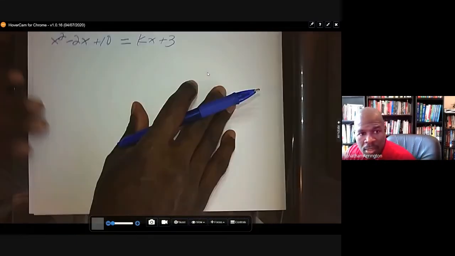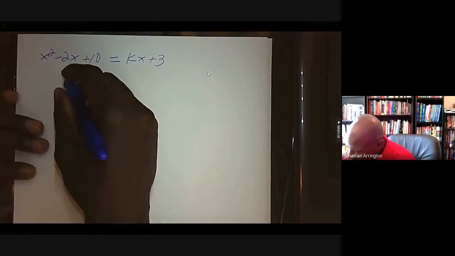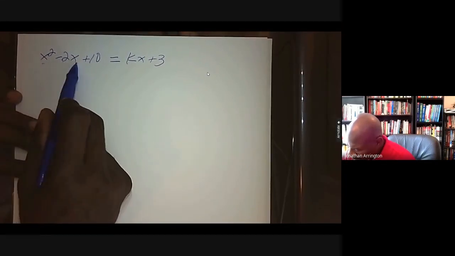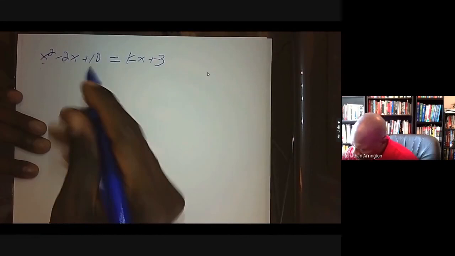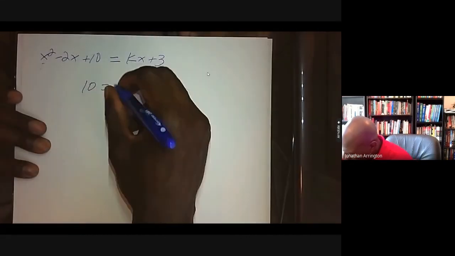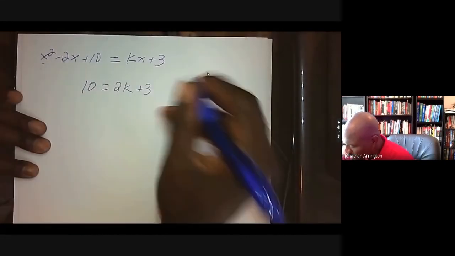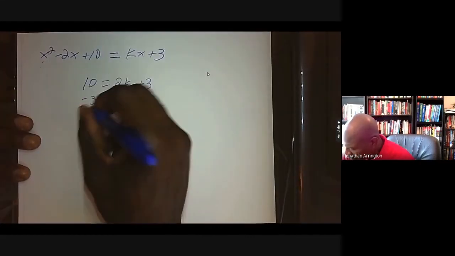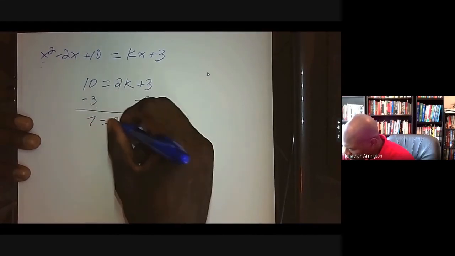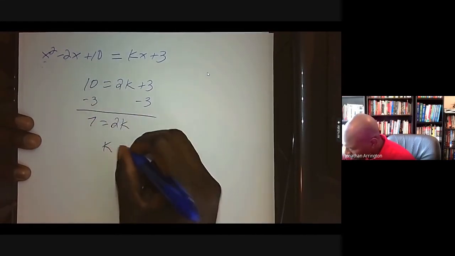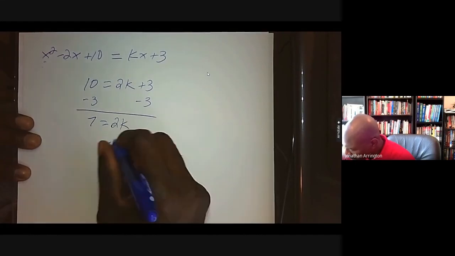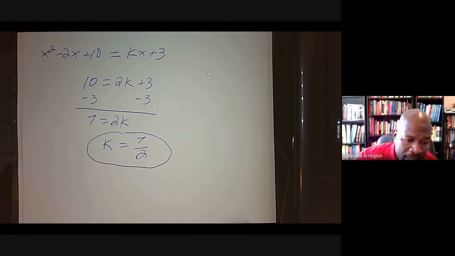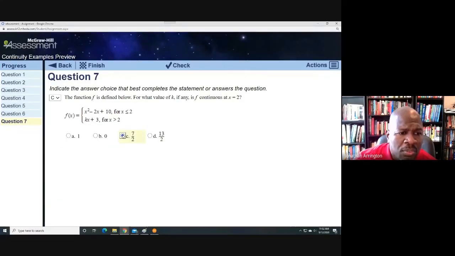All right, so let's plug in 2 for x. So if I plug in 2 for x, this would be 4, and this will be minus 4, so that would be 0. So I'll just get 10. So 10 equals 2k plus 3, and then we're just going to do the little algebra. So that's going to give us 7 over 2. So 7 is 2k, so k is 7 over 2. And that is it on that guy. So k is 7 over 2.